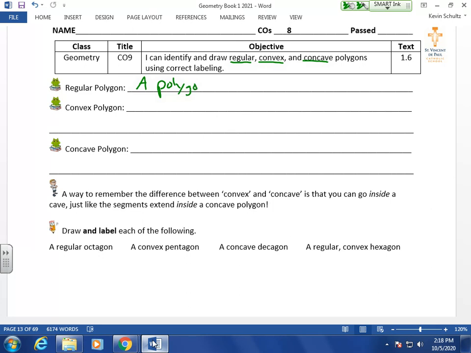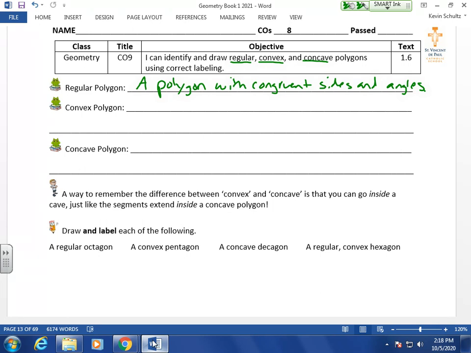A regular polygon is a polygon with congruent sides and angles. A polygon with congruent sides and angles. An example, of course, would be a square. Okay, 4 congruent sides and all angles are 90 degrees.